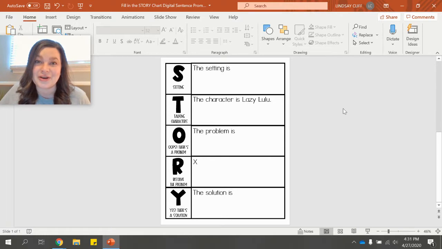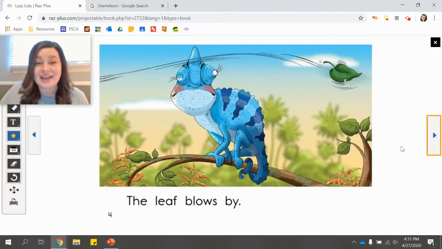Let's get back to our book. I will read and then you will read after me. The leaf blows by. Your turn. Does that make sense? If I look at the picture, I can see those movement lines and the leaf is flying by and Lazy Lulu's just sitting there. Is she doing anything? No, she's being lazy, isn't she?